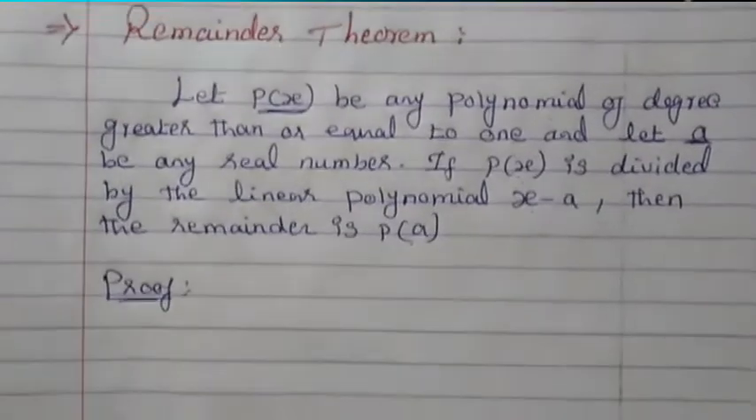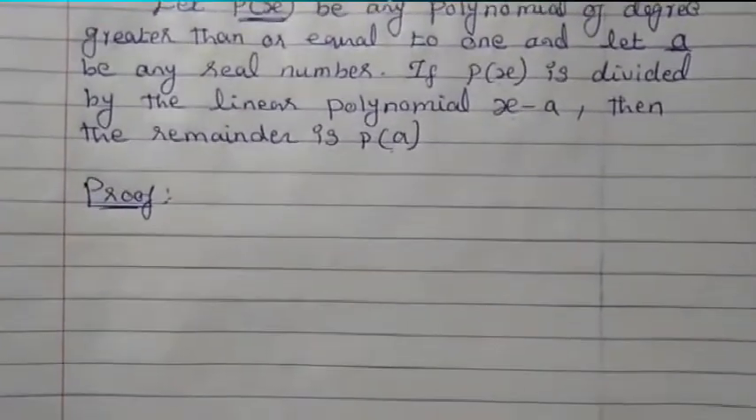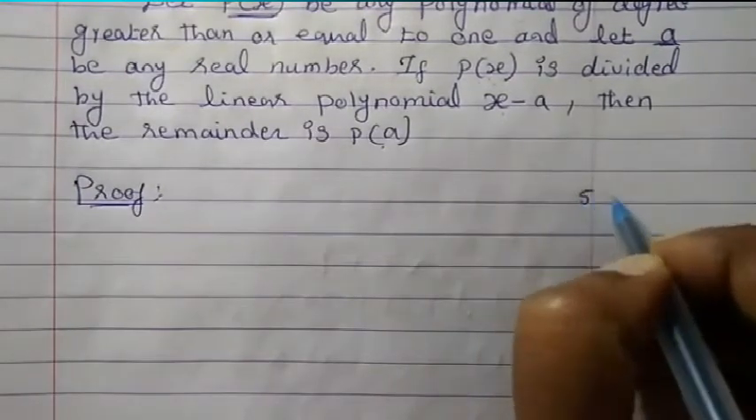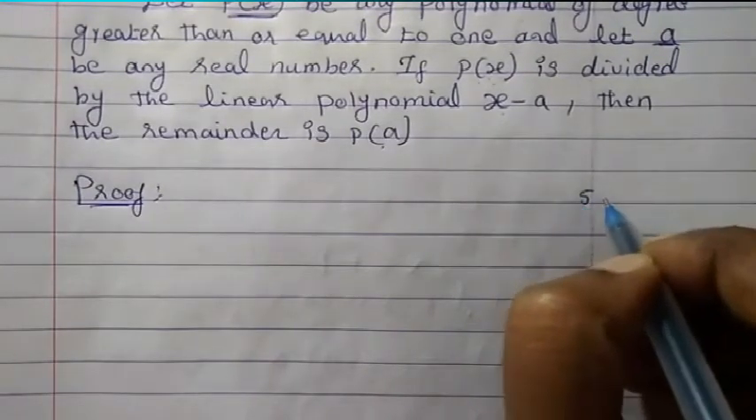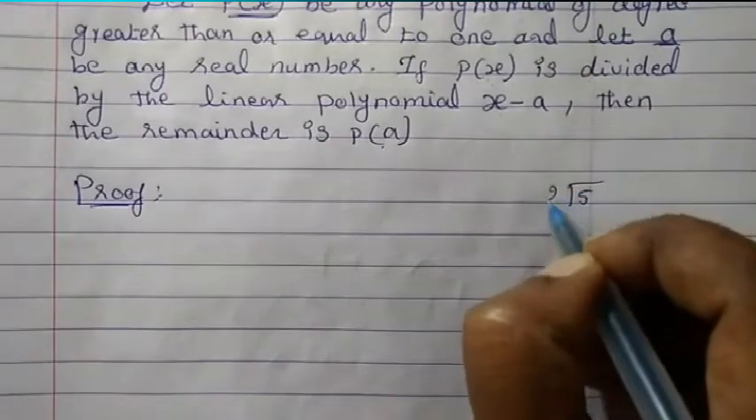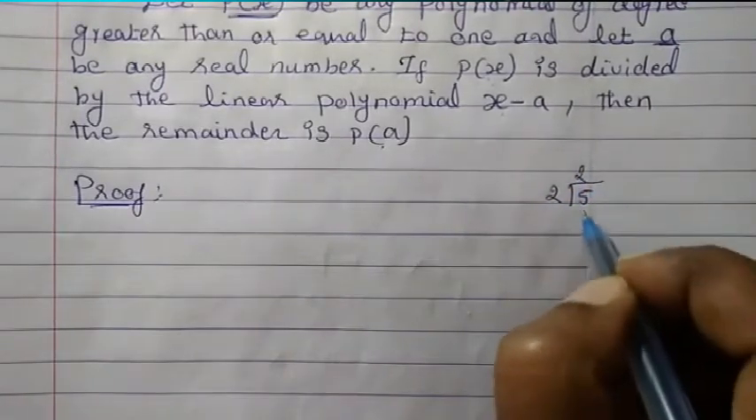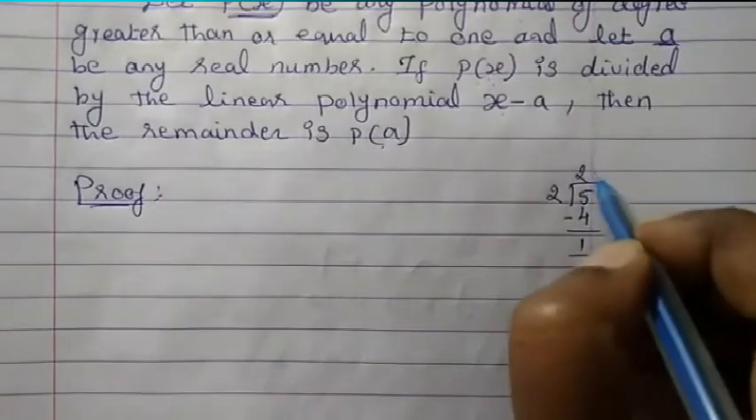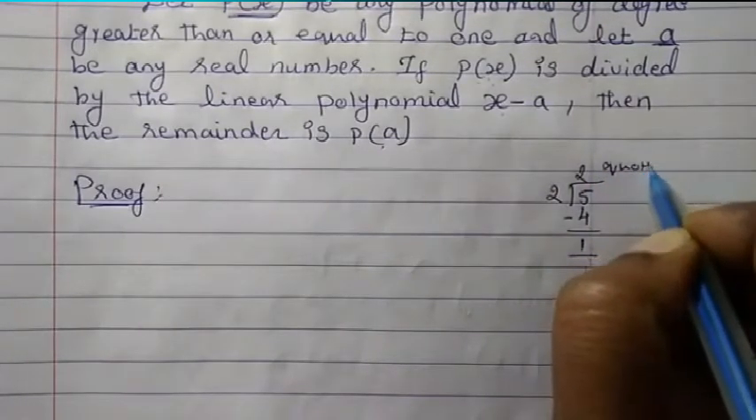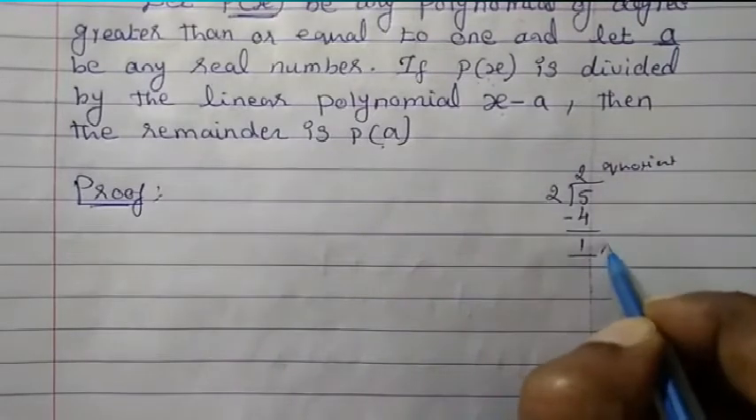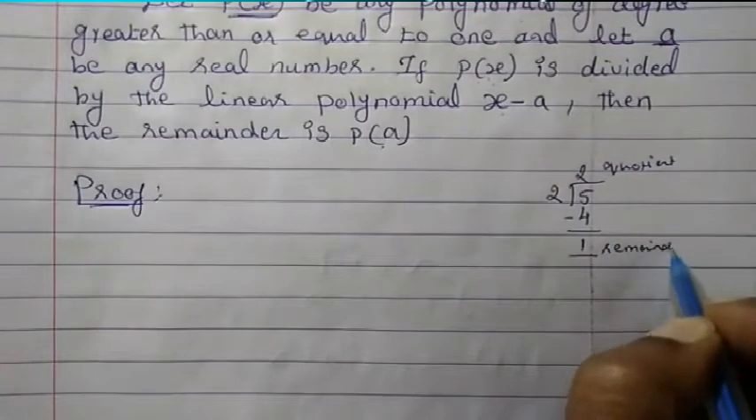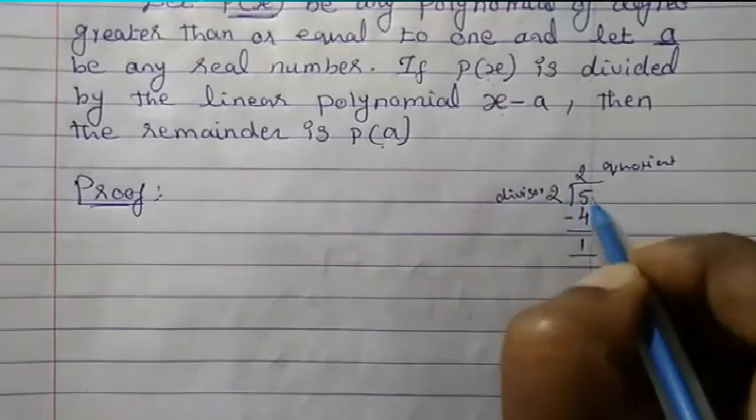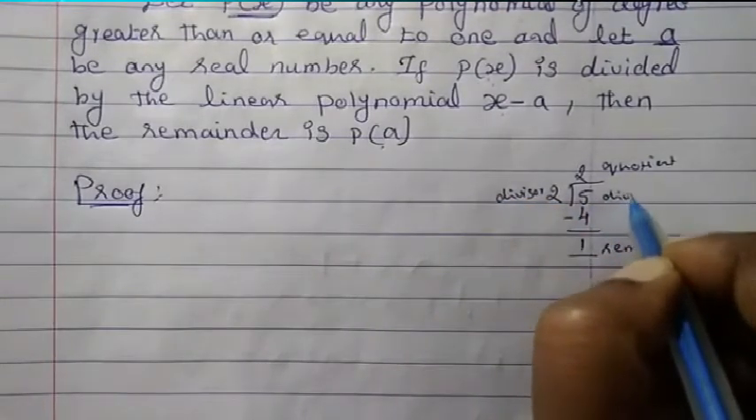So let me explain to you in a simple way. For example, if 5 is divided by 2, then 2 twos are 4. This we call the quotient. And this we call the remainder. This we call the divisor. And this we call the dividend.